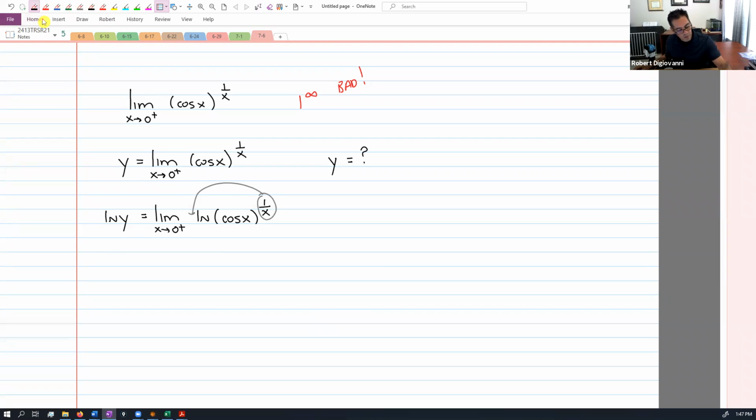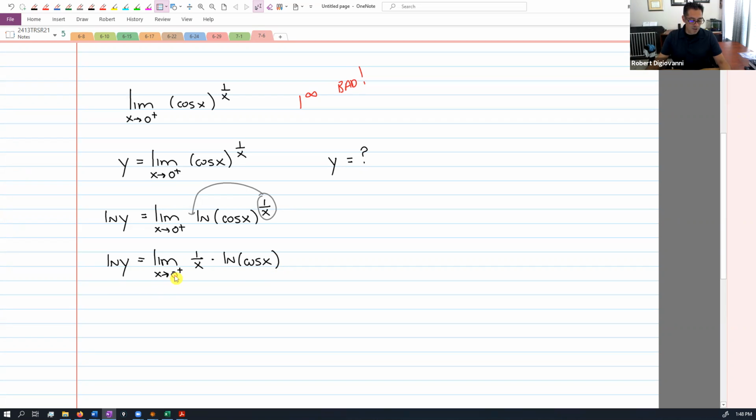Okay, so now here's what we have. Notice I'm writing the left and right hand sides together. Natural log y equals the limit as x goes to 0 from the right of 1 over x, now in front of the natural log of cosine of x. Okay. Any questions? Let's see what that did for us. Let's run the limit again.